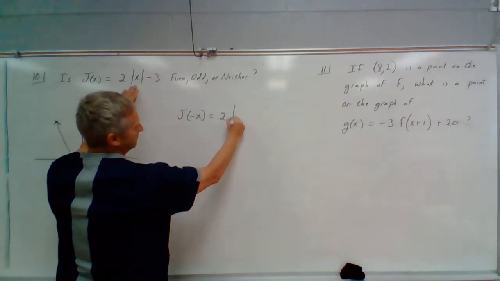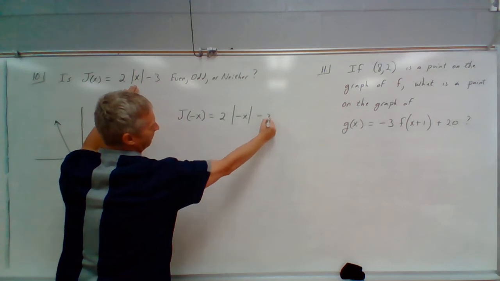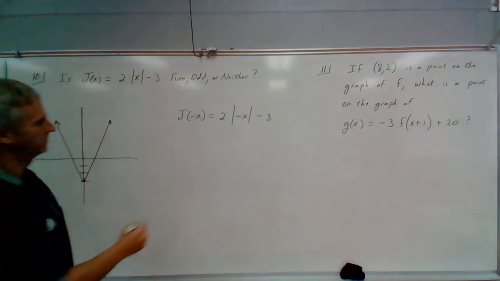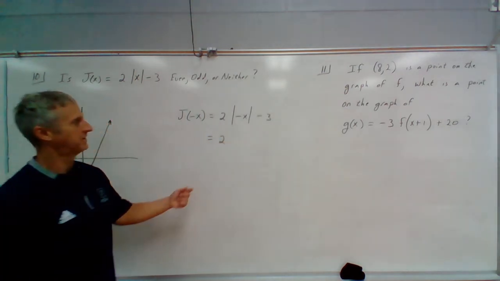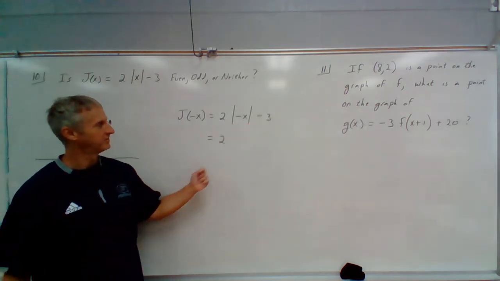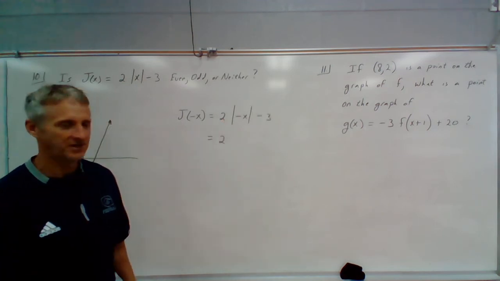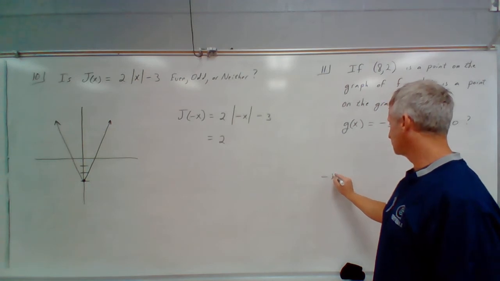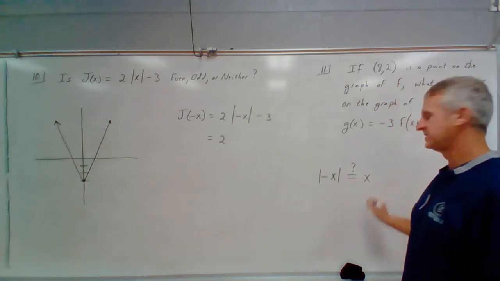So I'll have 2 times the absolute value of negative x minus 3. That's equal to 2, all right, the absolute value of negative x. Now be really careful here. The absolute value of negative x is not x. Okay, so let's think about that a second. All right, so is this a true statement? Is that true?